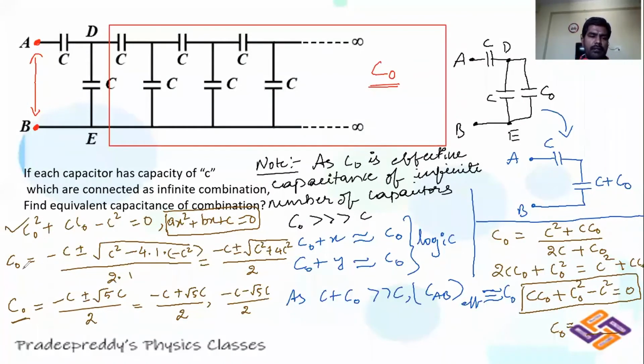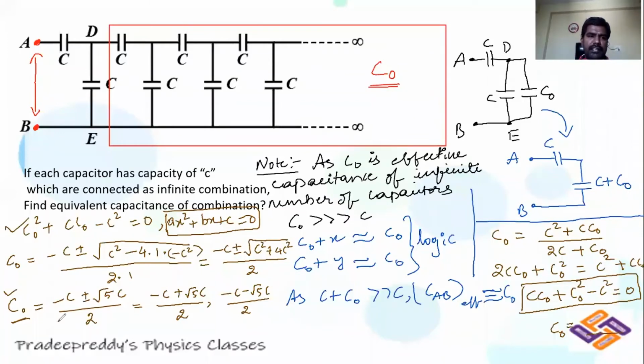Now from there you are finding the root for x as minus b plus or minus under root b square minus 4ac by 2a. Substituting that over there, you will be getting two values for C naught. One is positive and the other one is negative. The positive value you need to take as the final expression. The negative value you can eliminate. Taking that positive value, you will be getting the C naught value. So C naught is the approximate effective capacitance in between A and B.